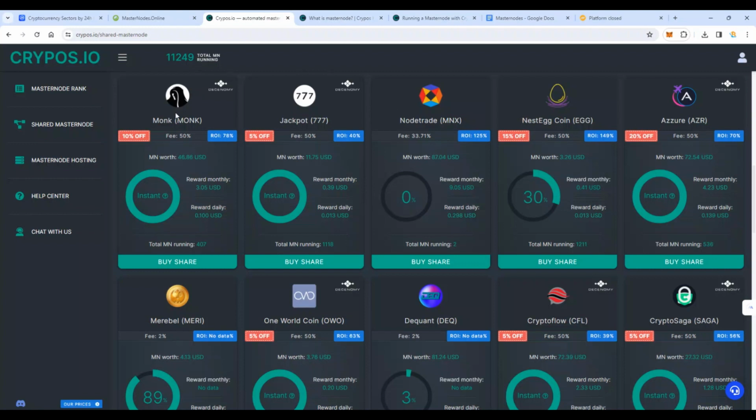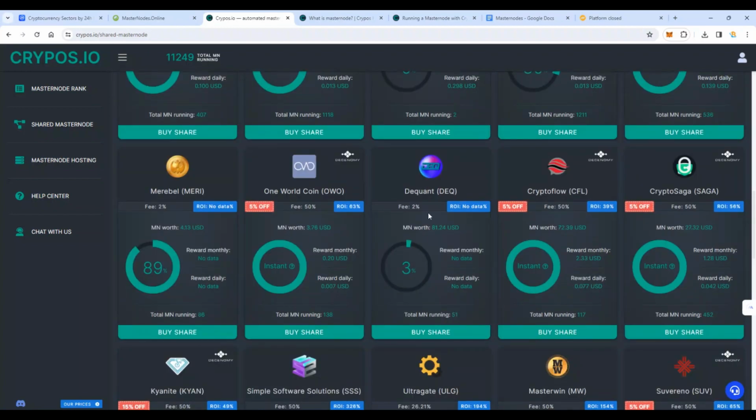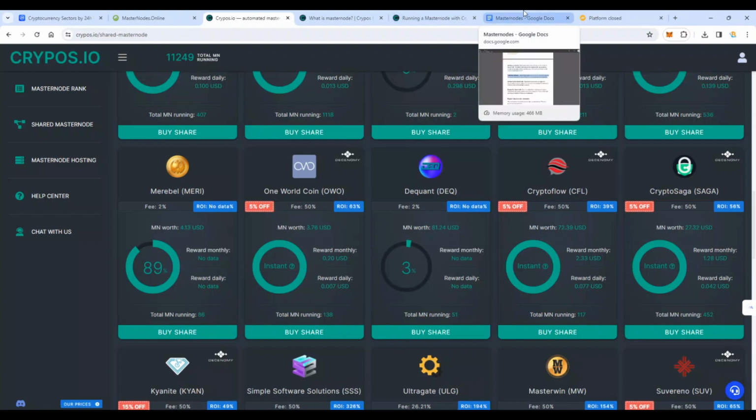Same applies with the Cryptos. If you look at the Cryptos, you can see there are some fees that you're going to be paying, almost 50% of the ROI that you make. You can see the fee. We have others like Dequant, it's charging only 2%, but you can see they don't have any other information. So there are some other things that you need to look at before you actually run a node, because you don't just want to run a node for the sake of running one. You want to run a node to make some passive income.